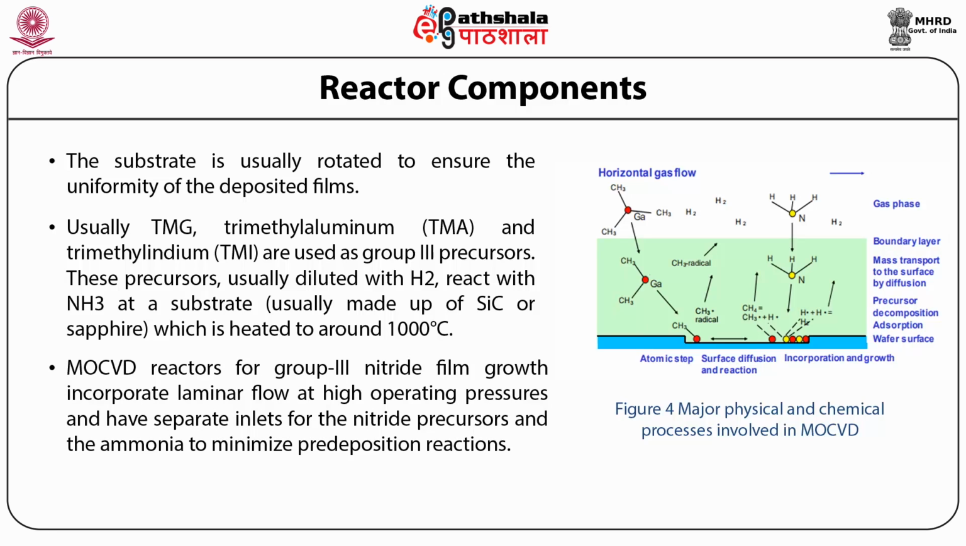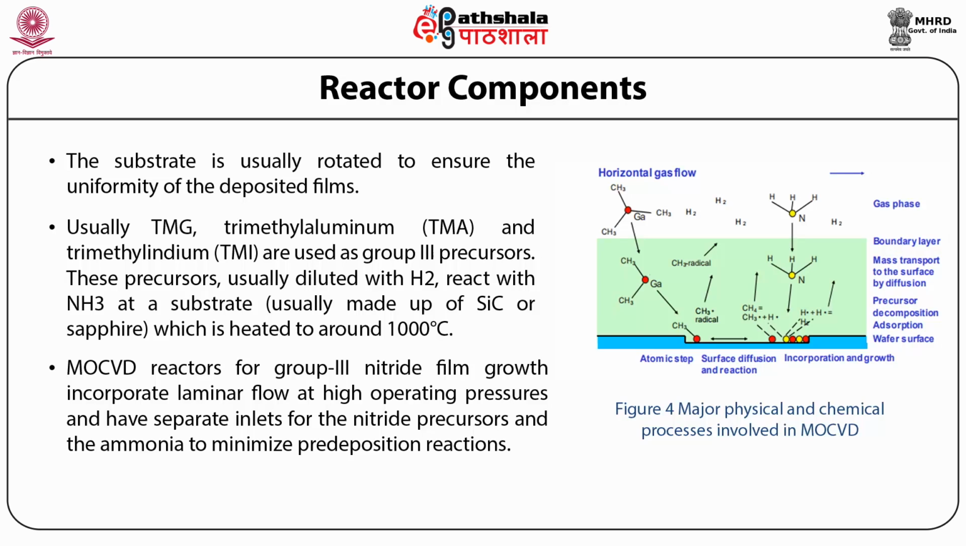MOCVD reactors for group 3 nitride film growth incorporate laminar flow at high operating pressures and have separate inlets for the nitride precursors and the ammonia to minimize pre-deposition reactions. The figure given on the screen shows complex physical and chemical processes in the reactors.